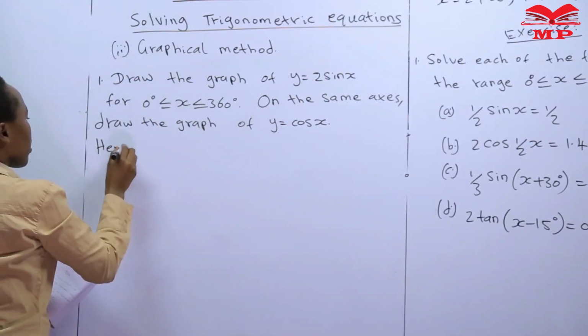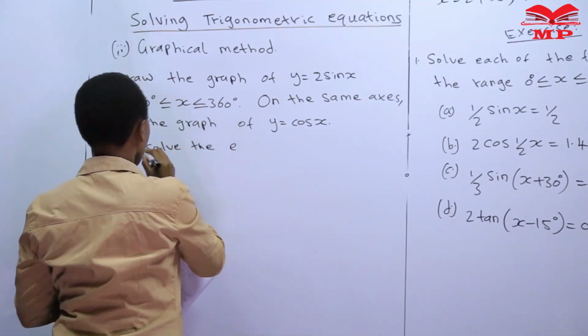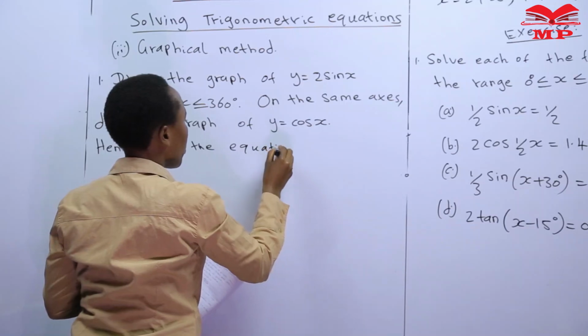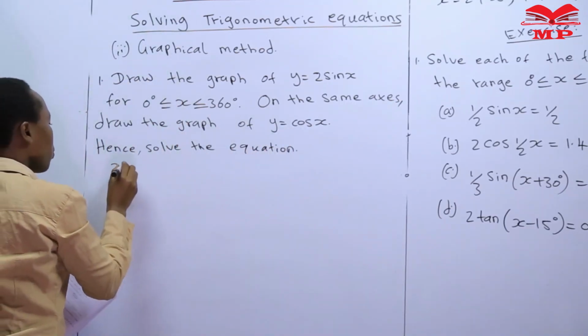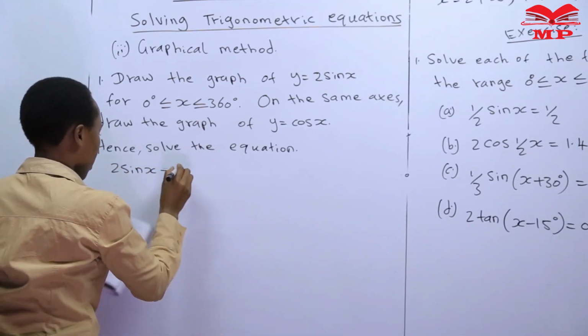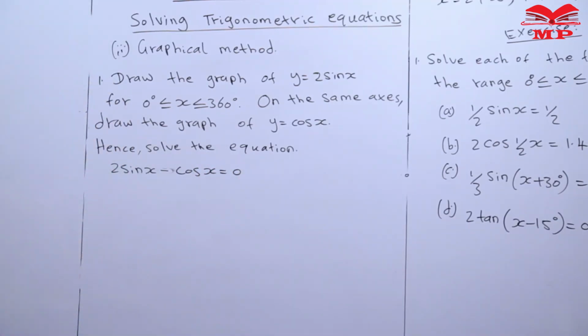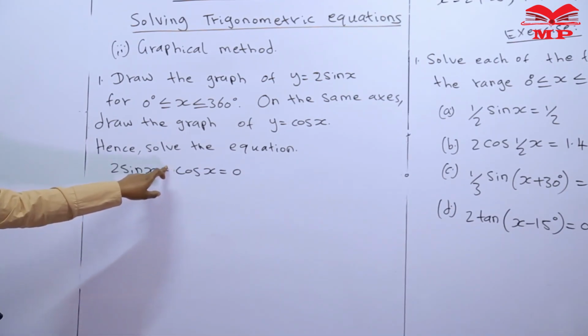Hence, solve the equation. The equation is given here: 2 sine x minus cos x is equal to 0. I'd like us to solve that one. Draw the graph of y is equal to 2 sine x for that range. On the same axis, draw the graph of y is equal to cos x. Hence, solve the equation 2 sine x minus cos x is equal to 0.